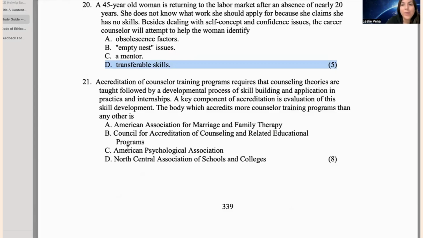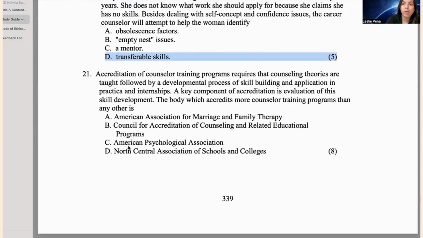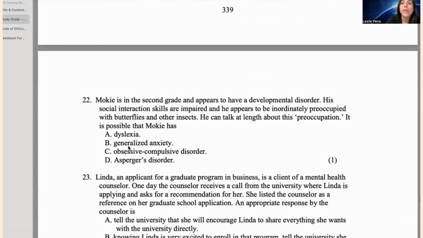So the only one that makes the most sense here would be B, the Council for Accreditation of Counseling and Related Educational Programs. There's marriage and family therapy as well, and there's also the North Central Association, but do they have as much as the whole thing of counselors? No. And they're not asking about psychologists, they're asking about counseling. American Psychological Association has to do more with psychologists or LPAs.